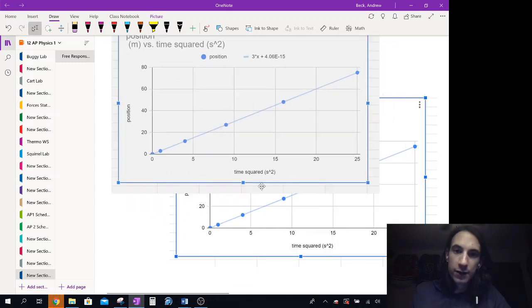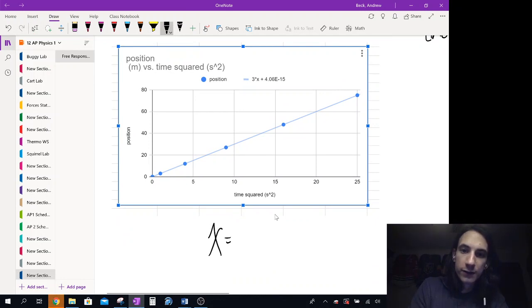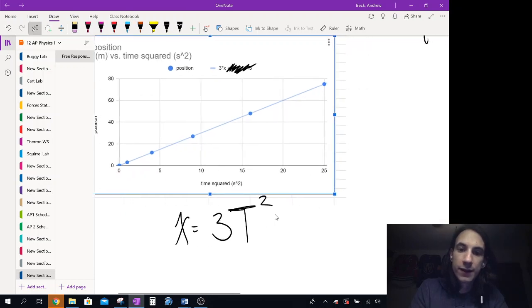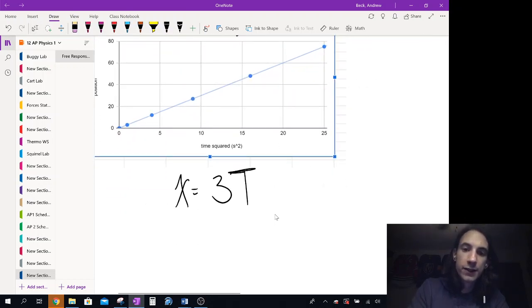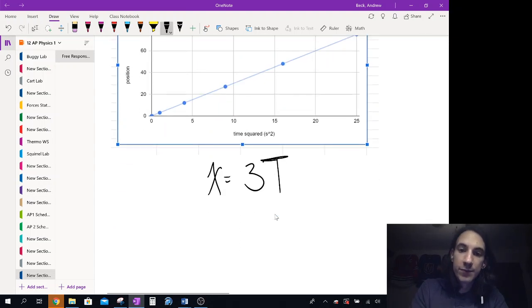Okay, so we can say our relationship for our graph is position x equals 3 times T. All right, so you see that's our equation that they gave us. And again, we're saying this is so low. 3 times 10 to the negative 15th, or 4 times 10 to the negative 15th is so low, it's pretty much 0. So let's get rid of all that. So x is equal to 3 times T, where we said T was our variable on our horizontal axis. So x equals 3 times big T.